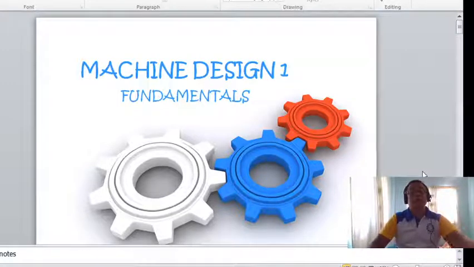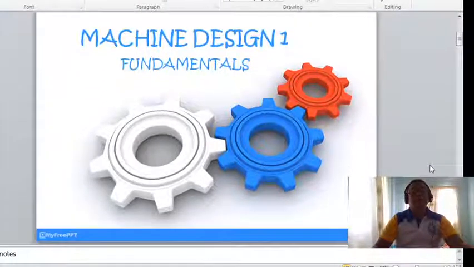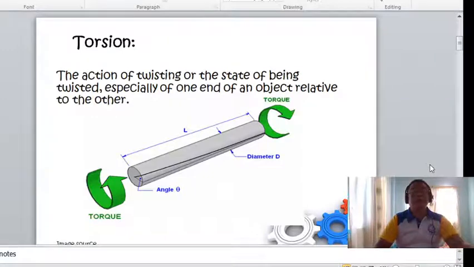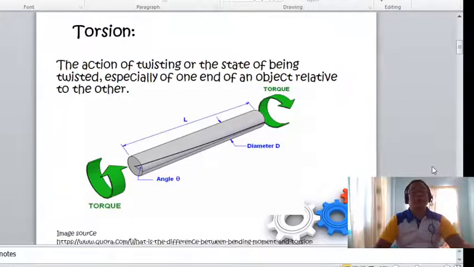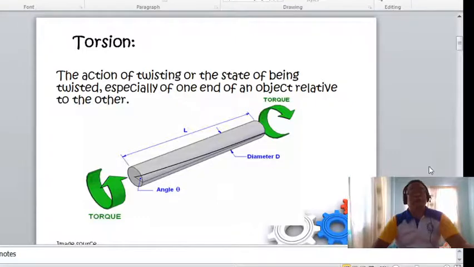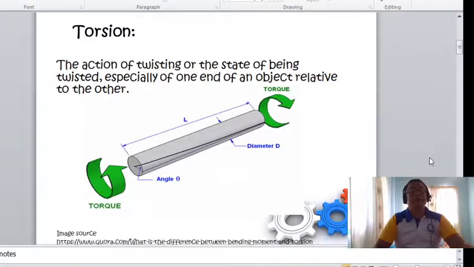Okay, class. So this is another topic in machine design. This is again under the fundamentals. By this time, I will give you the discussion on torsion. So what is torsion? Torsion is an action of twisting, or the state of being twisted, especially of one end of an object relative to the other.